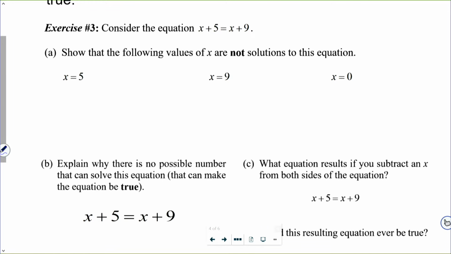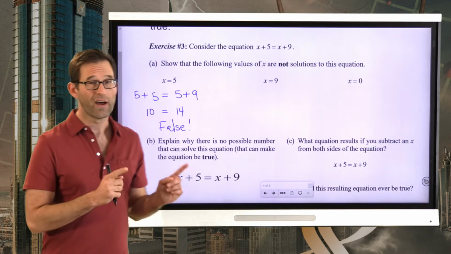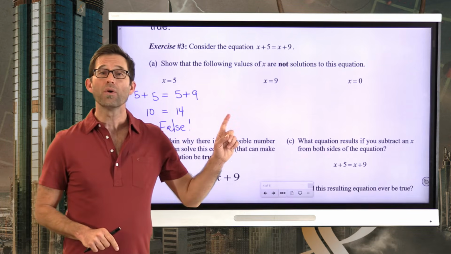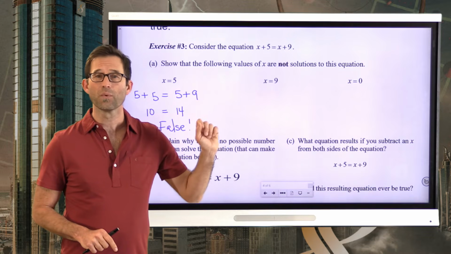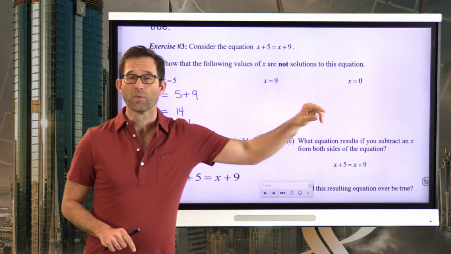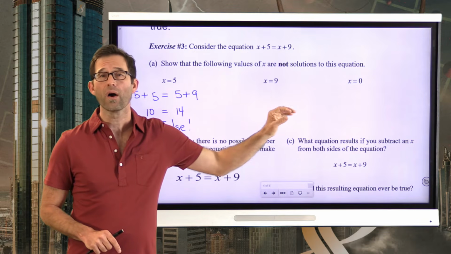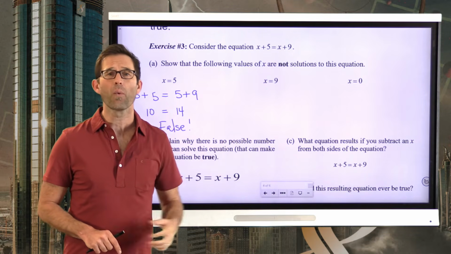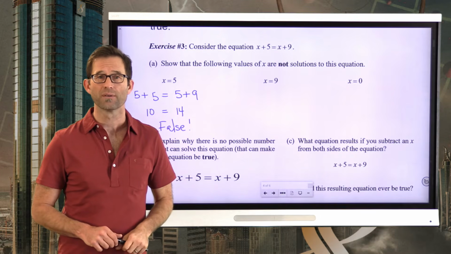Now, if I want to see if x equals 5 is a solution, what I'm going to do is, as always, put the 5 in for x, and I get 5 plus 5 equals 5 plus 9. 5 plus 5 is 10. 5 plus 9 is 14. Obviously, 10 and 14 aren't the same. That's a false equation. So, x equals 5 isn't a solution. Why don't you go ahead and do this for the values x equals 9 and x equals 0. Just take both values, pause the video now, substitute them in, and show that neither one of them are solutions to this equation.